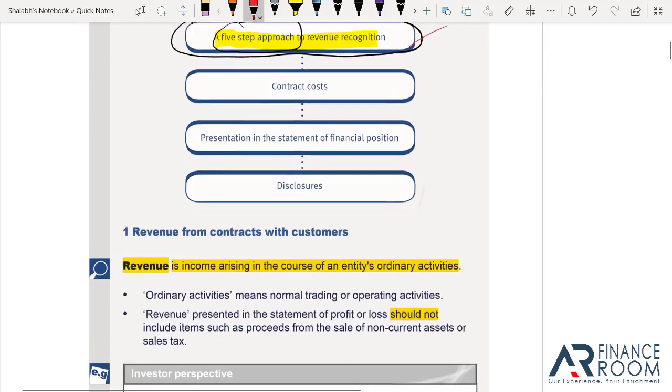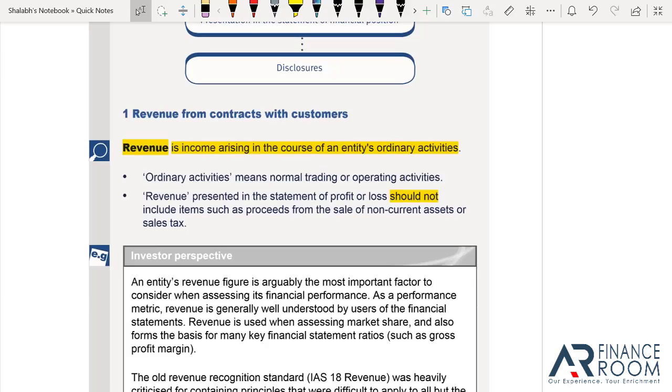The discussion I told you: revenue is income arising in the course of an entity's ordinary activities. This was the discussion we were having just now. It's very important to write this word. This is an operative word. Ordinary activity means normal trading or operating activities. Now this depends from entity to entity, business to business, circumstances to circumstances.